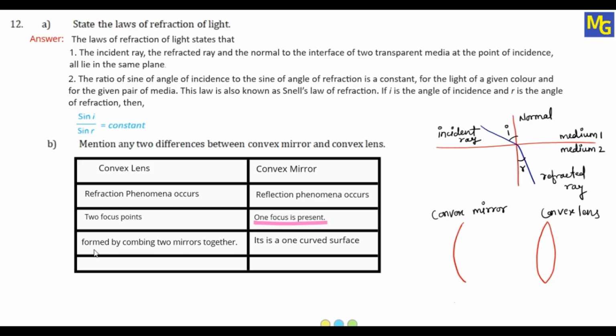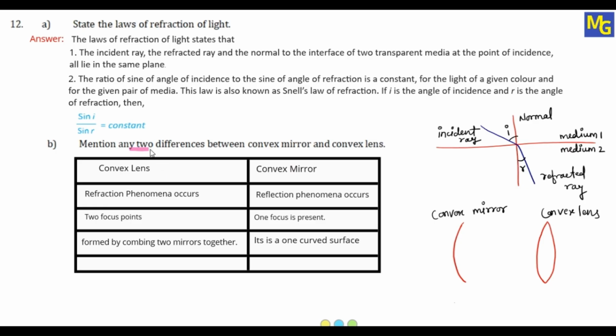Third difference is that a convex lens is formed by the combination of two mirrors together. So you can see this lens. This is one mirror, that is a convex mirror. This is a concave mirror. By combining two pieces of mirror, we will get a lens. But in the case of a mirror, it is just one curved surface. See this. It is just one curved surface that is called a convex mirror. So these are the three differences which I have given here.